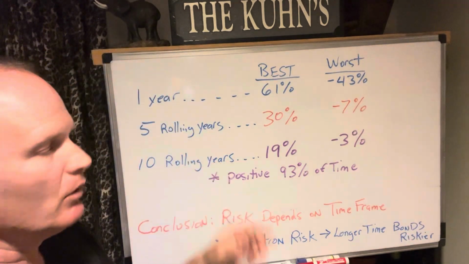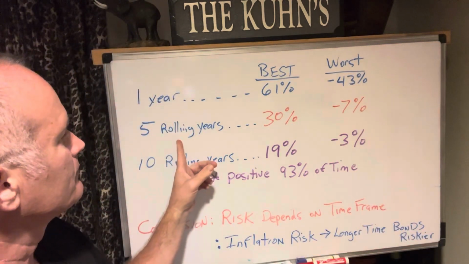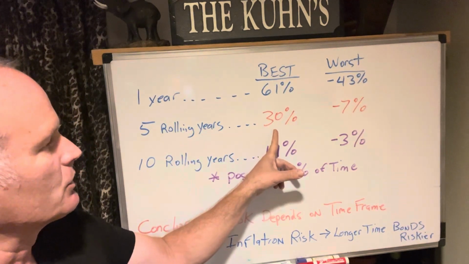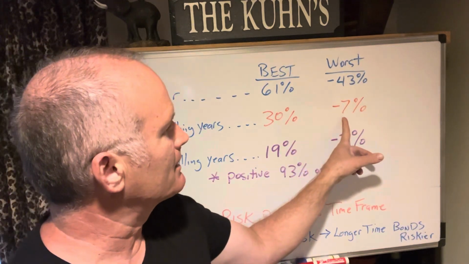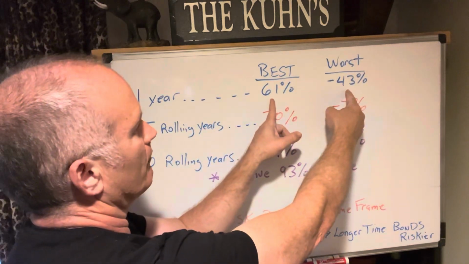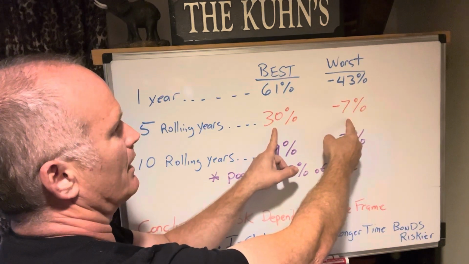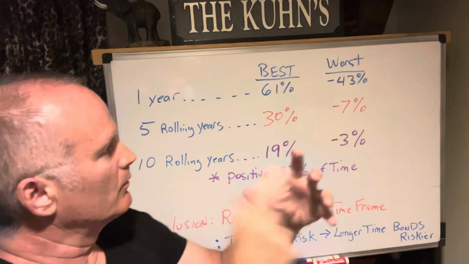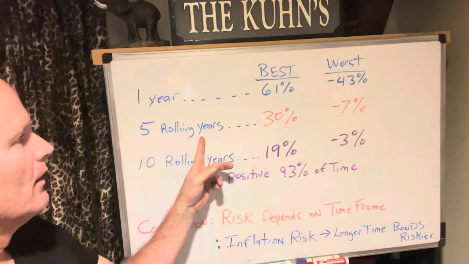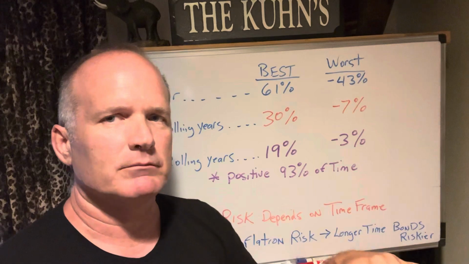But if you start looking at 5-year periods of time, again, month by month, the best 5-year period was 30%, and the worst was minus 7%. So look at how the variability, which is about 100 points, goes down to 37. See how that changes the spread of the data. So in 5-year periods of time invested in the S&P 500, your risk goes down. That's my whole point. The risk goes down.